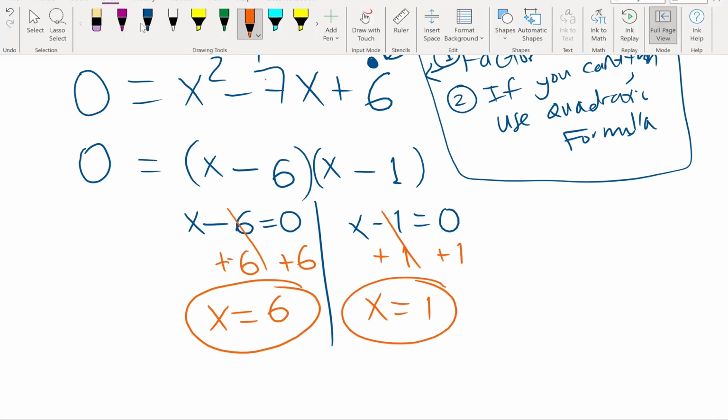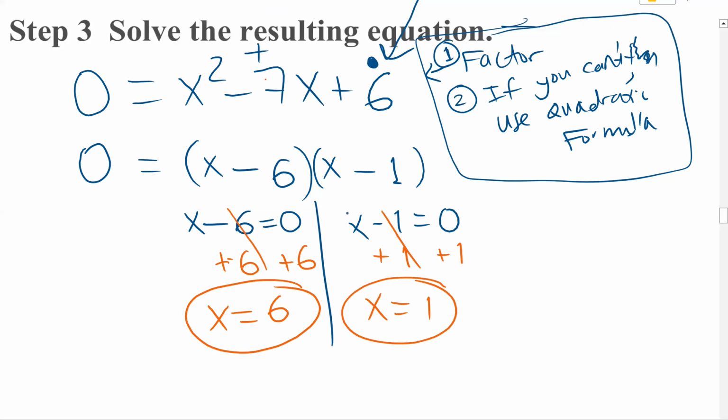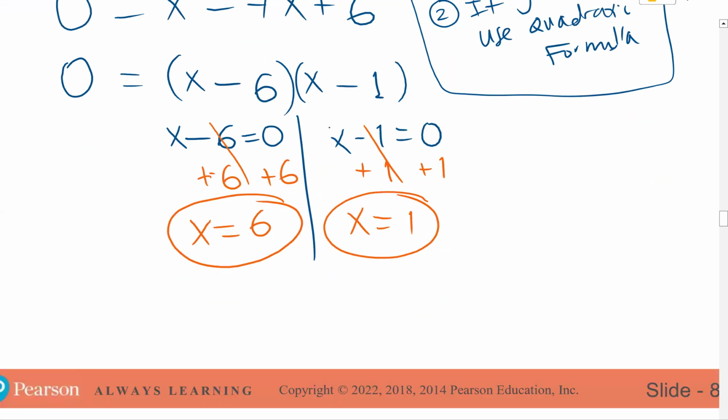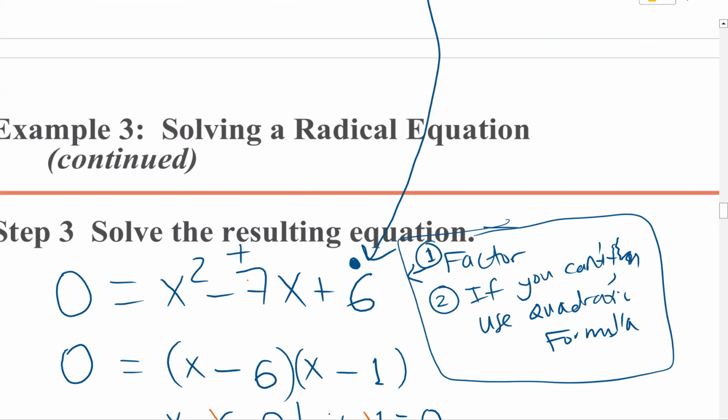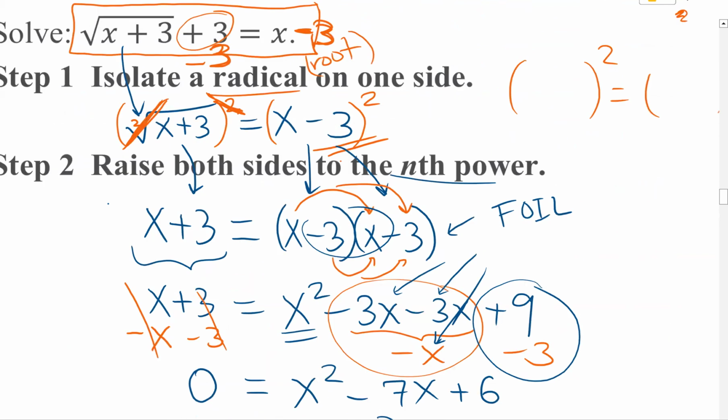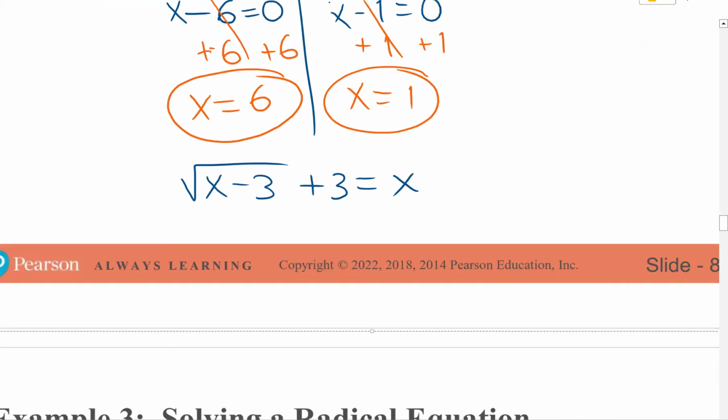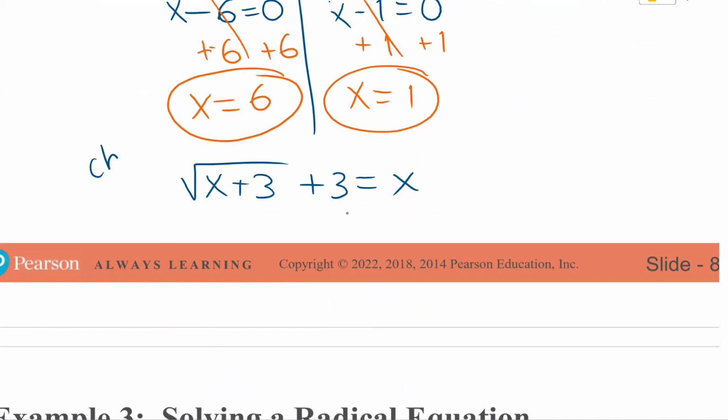But these problems are so weird, it's possible that one or even both of those don't actually work, and I didn't do anything wrong. That's just how these weird problems work. What was the original? Was it x minus 3 plus 3 equals x, or was it x plus 3 in the root? I already forgot. Oh, x plus 3 in the root. That's right, it was all positives to begin with. Okay, so I really need to check.